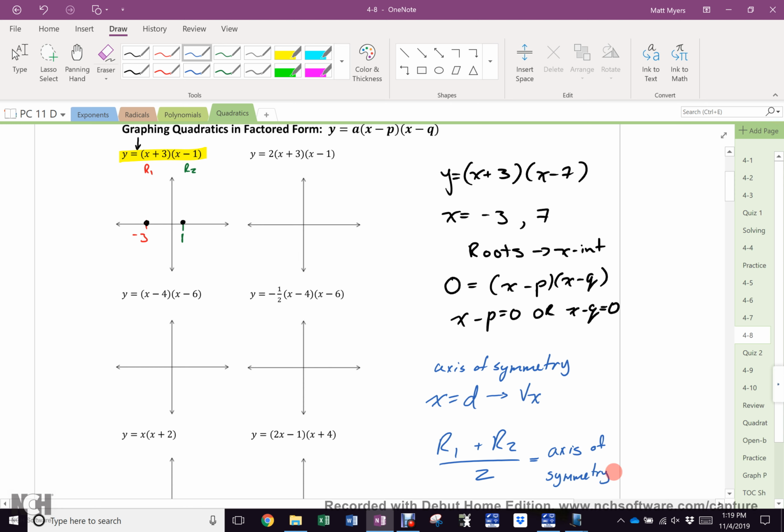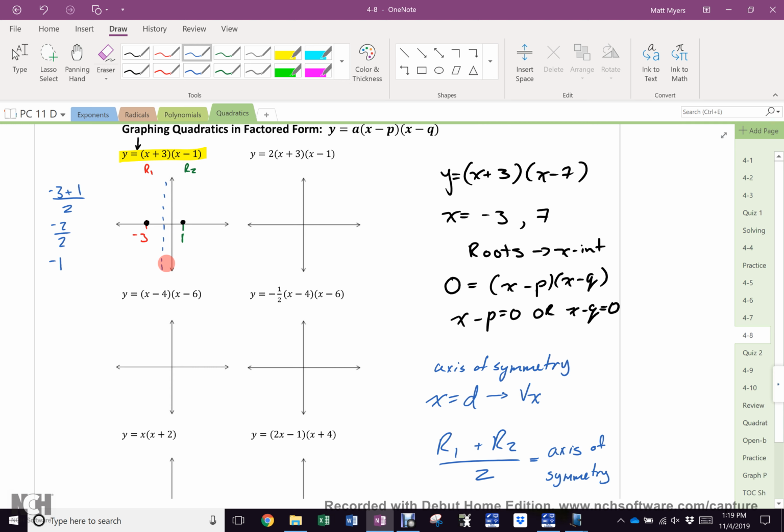So, here, what is root 1? Negative 3. What is root 2? 1. Divided by 2. What is negative 3 plus 1? What is negative 2 divided by 2? Negative 1. So our axis of symmetry is negative 1, which means our vertex must live somewhere on there, yes?